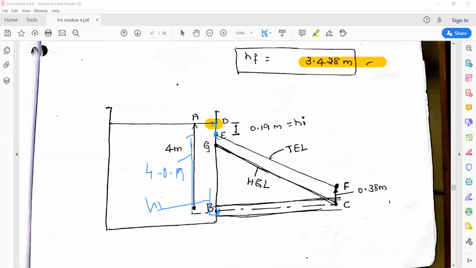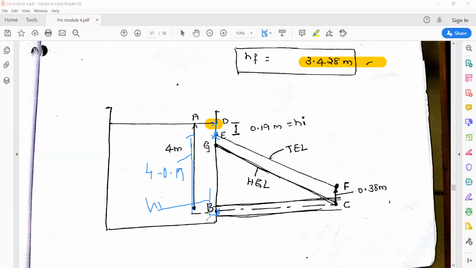If you do, how much are you getting? That much is supposed to be from the center of the pipe, or from the top you are measuring directly, you can measure 0.19 meter. Right? So D to E is 0.19 meter. To avoid the confusion, first you can mark D. From D, straight away you can measure HI, and you can mark point E. And you can join D to E.